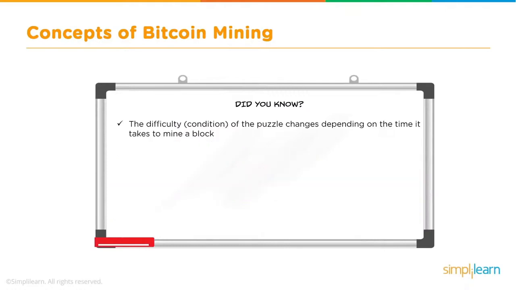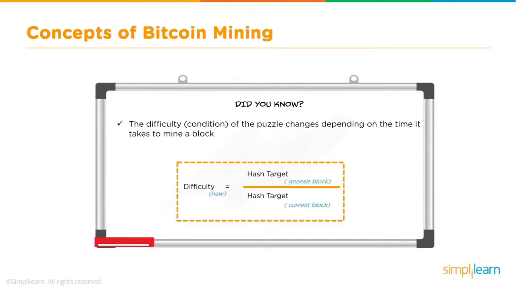Now, the difficulty of the puzzle changes, that is, the target changes, depending on the time it takes to mine a block. So this is how the difficulty of a block is generated. It is the hash target of the first block divided by the hash target of the current block. This difficulty is changed after every 2016 blocks.